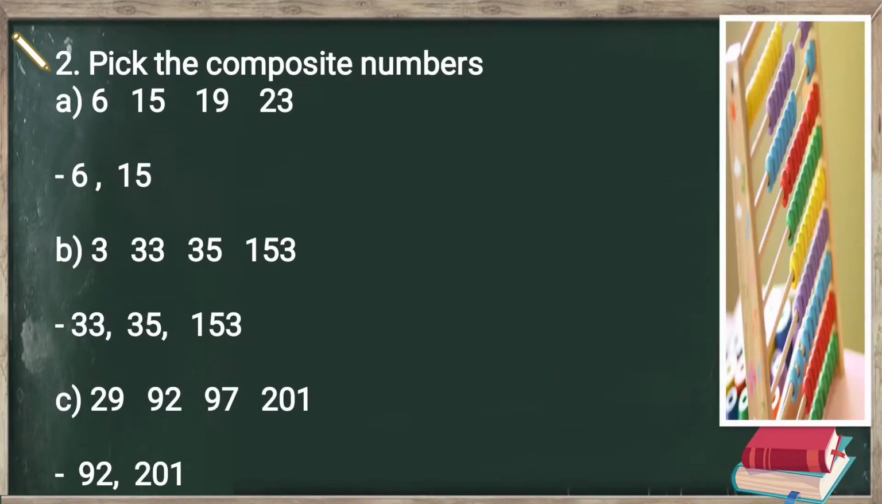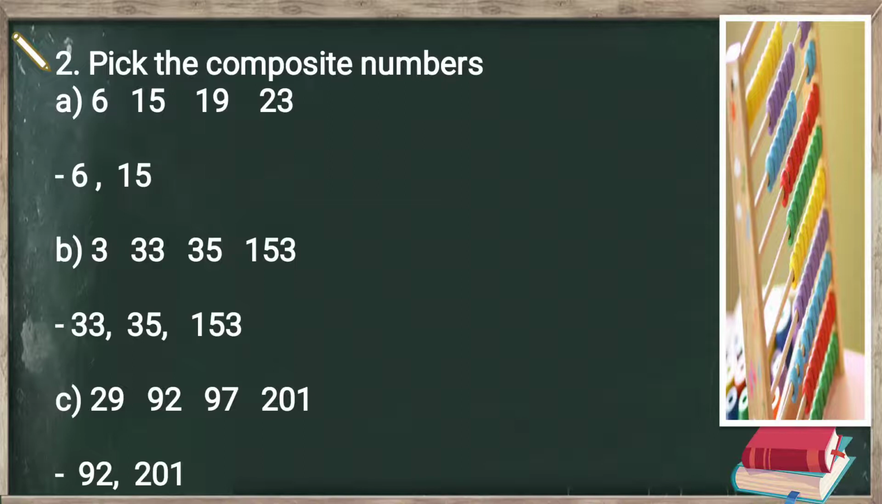Now question number 2, pick the composite numbers. In question number 1 they told us to find the prime numbers, and in question number 2 they have told us to pick the composite numbers. We already know the composite numbers can be divided by other numbers. They are divisible by other numbers too. So those are composite numbers. We have to find them. In A part the numbers are given as 6, 15, 19, 23.